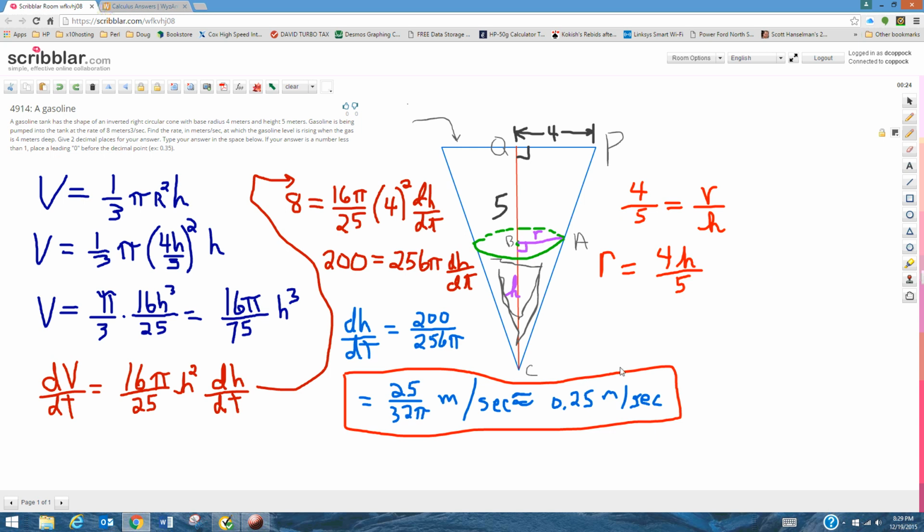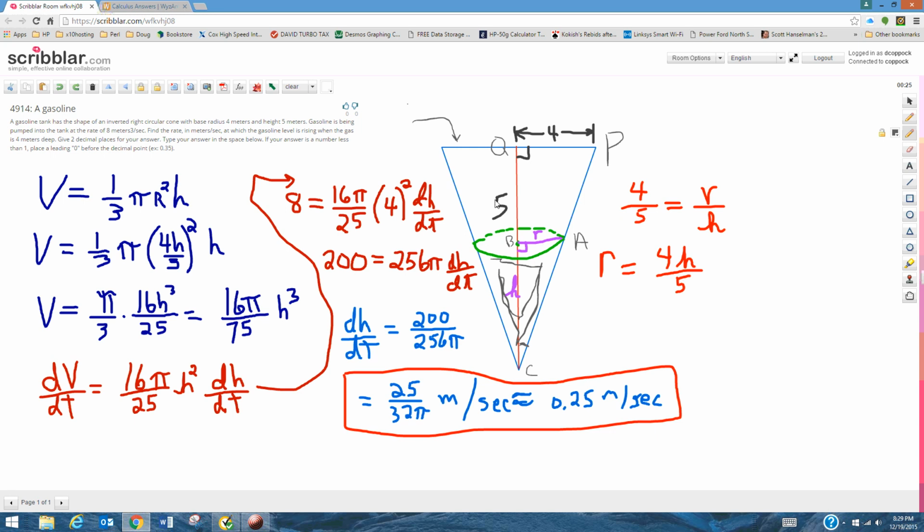by angle. They've got an acute angle equal right here, and they've got a right angle. So the fact that those two triangles are similar means that their corresponding sides have the same ratio. They're in proportion. So it's true that 4 is to 5, the legs of the triangle, are in the same ratio as R is to H. And that means we can write R equals 4H over 5.